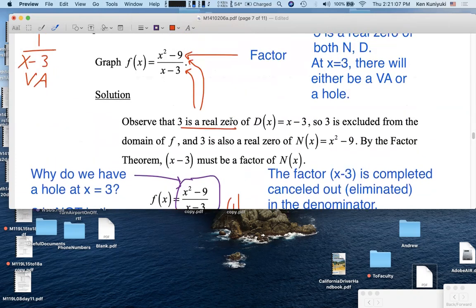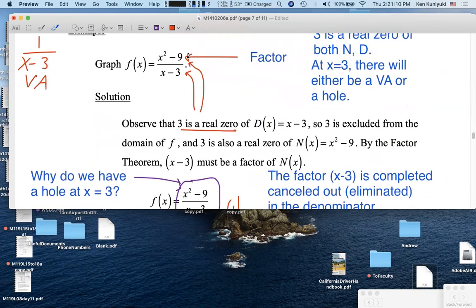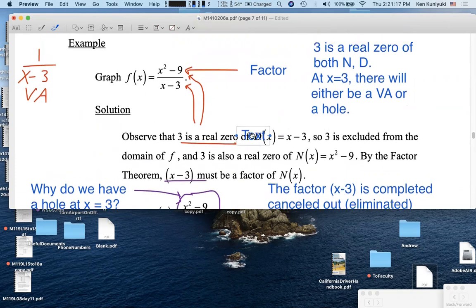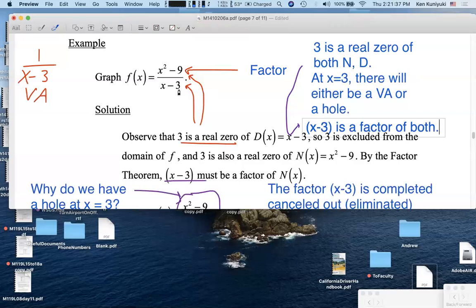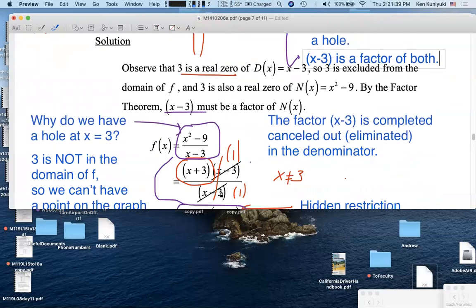By the way, one consequence of the fact that 3 is a real 0 of both the top and the bottom, that means that x minus 3 must be a factor of both. So 3 is a real 0 of both the numerator and the denominator. One implication of that is that by the factor theorem, x minus 3 is a factor of both. So if you notice that 3 is a 0 of both the top and the bottom, that's a hint to help you factor. That means x minus 3 is a factor of both the top and the bottom. And that turns out to be true. That may help you factor this thing on top.